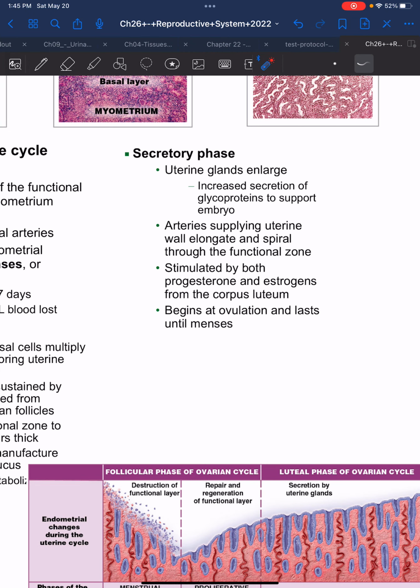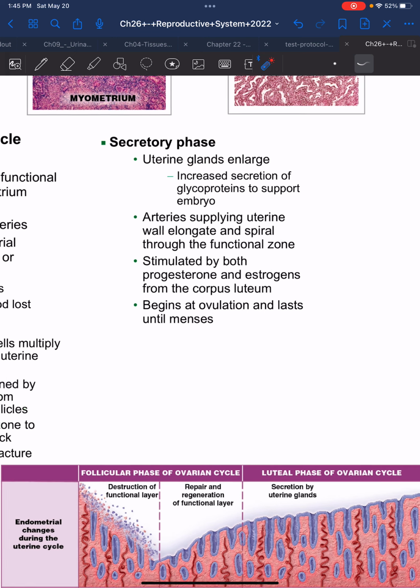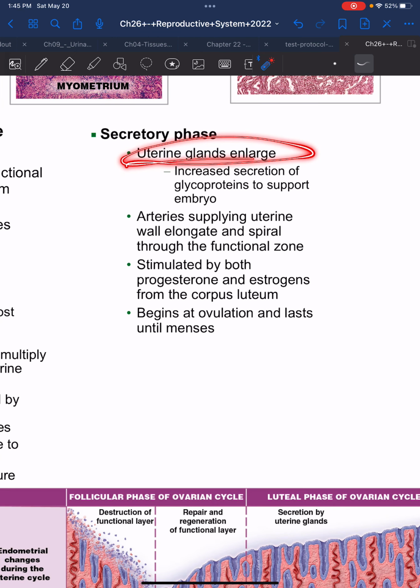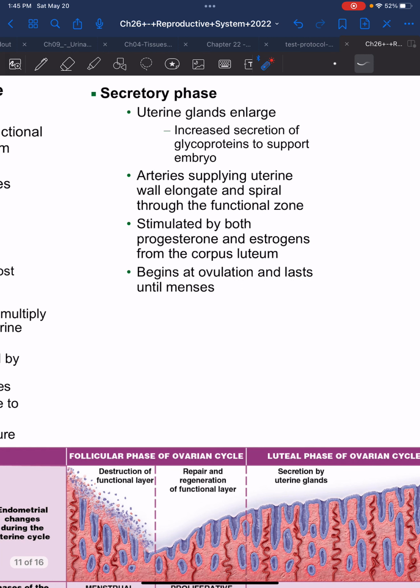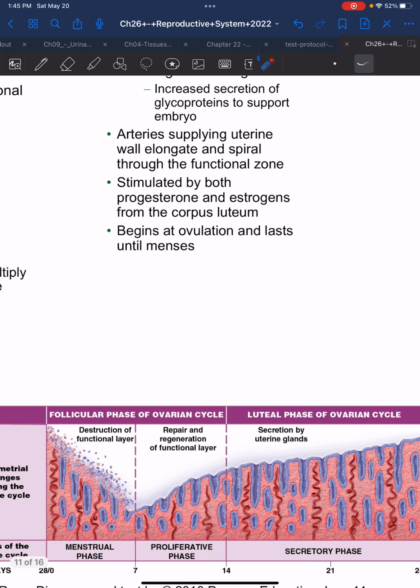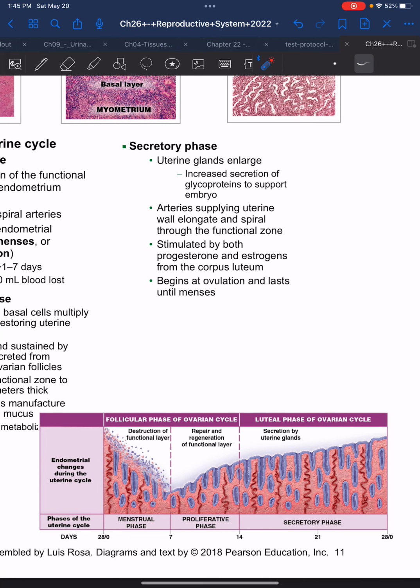And then the secretory phase, this is where the glands have enlarged. We are going to secrete these glycoproteins again to support this embryo in the case of implantation. There are already arteries there to supply that uterine wall, and they are considered elongated and spiral, and that's why some of them are even referred to as spiral. They are stimulated by hormones called progesterone and estrogen, and they are under the control of something called the corpus luteum.